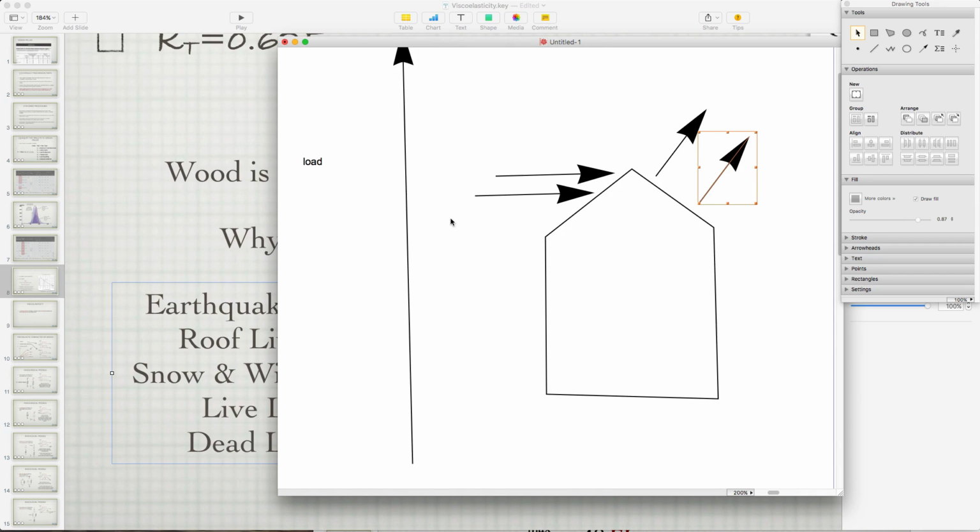And this brings in an issue which we don't talk about in this course, which is connectors. In a structure, that's everything. A lot of times failure will occur there.